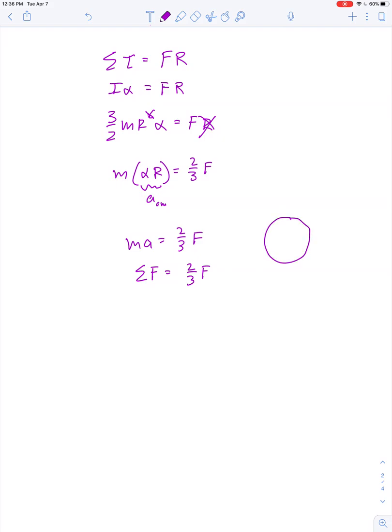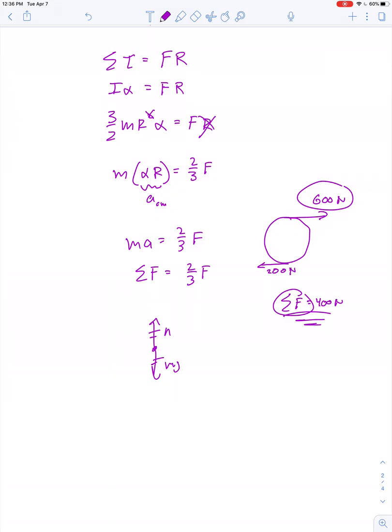So for example, once again, if we say the applied force happens to be 600 newtons, then you have a net force of only 400 newtons. And we know that the normal force and mg don't contribute to the net force because they cancel each other out. So the only other force that's factoring into the net force is friction. So for the net force to be less than the applied force, the friction force must point back in this direction. And in this case, it must have a value of 200 newtons.